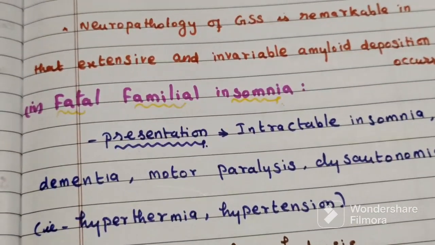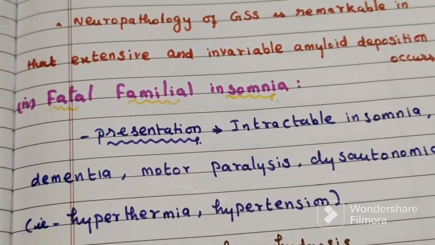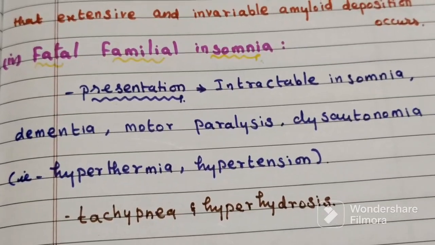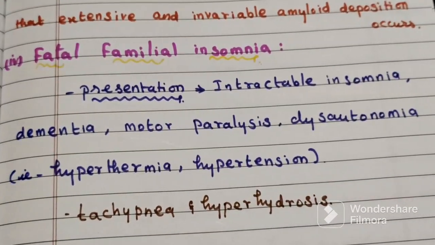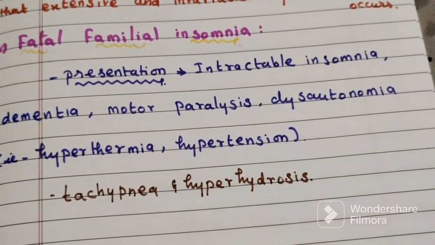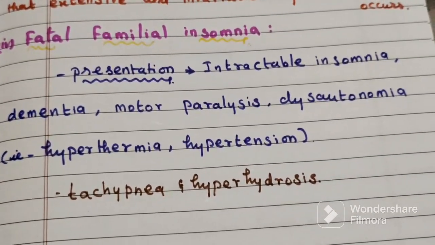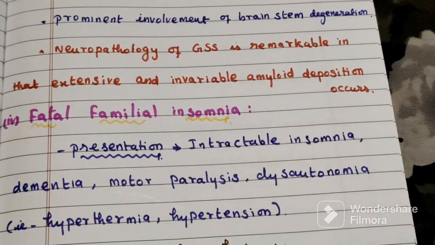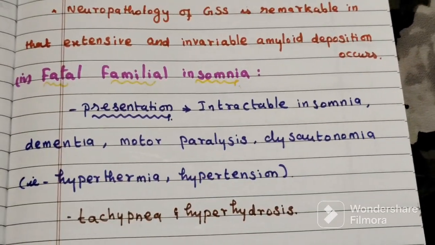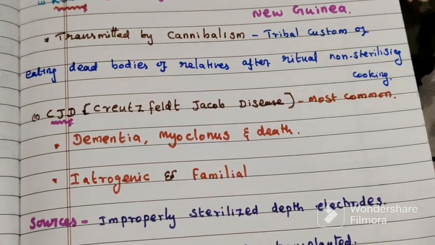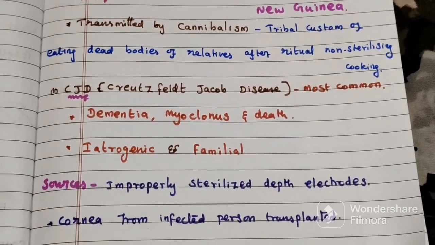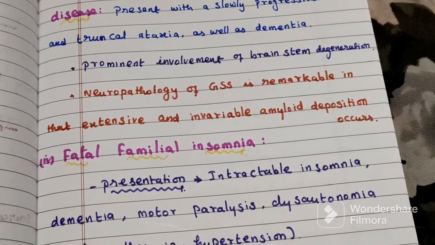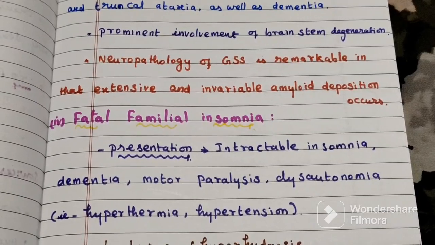Next one is fatal familial insomnia. What are the presentations? Insomnia, dementia, motor paralysis, hyperthermia, hypertension. So what are the human diseases? First one is Kuru, second is CJD, third is GSSD, fourth is fatal familial insomnia.